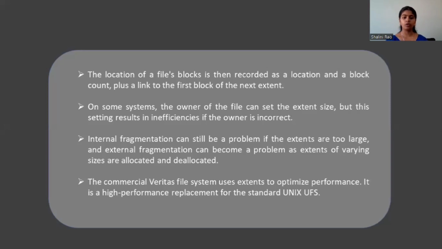On some systems, the owner of the file can set the extent size, but this setting results in inefficiencies if the owner is incorrect. Internal fragmentation can still be a problem if the extents are too large, and external fragmentation can become a problem as extents of varying sizes are allocated and deallocated. The commercial Veritas file system uses extents to optimize performance. It is a high performance replacement for the standard Unix UFS.